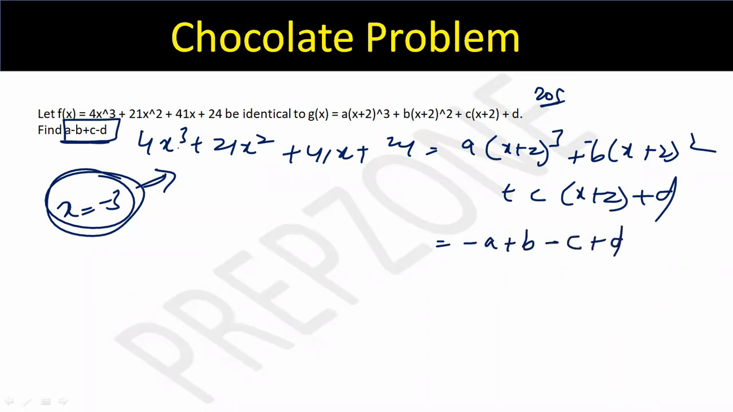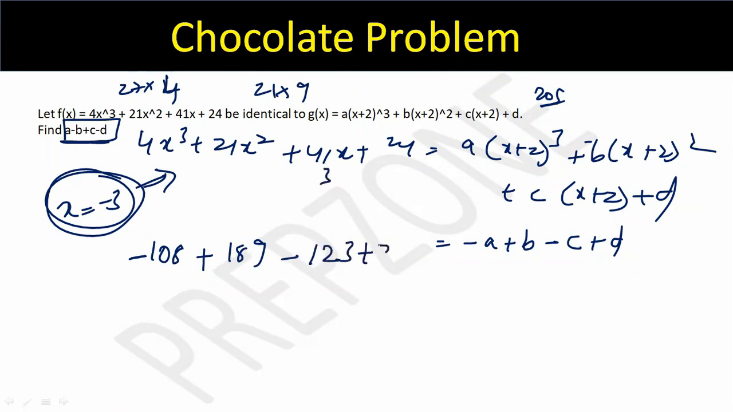और यहाँ पे x equals to -3 डाला, तो 9, 27, 27 into 4 is what? 27 into 2 is 54, 54 into 2 is 108. बट ये माइनस का होगा, प्लस 21 into 9, 21 into 9 is what? 9 ones are 9, 9 twos are 18. Minus 41 into 3 is what? 123 plus 24. और इसका बस negation लेना है.